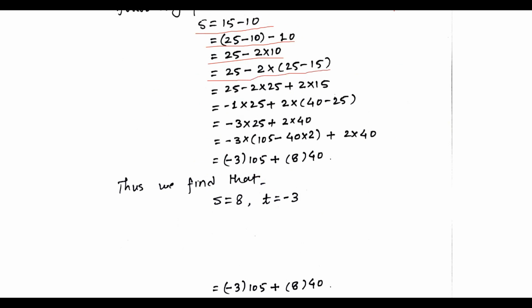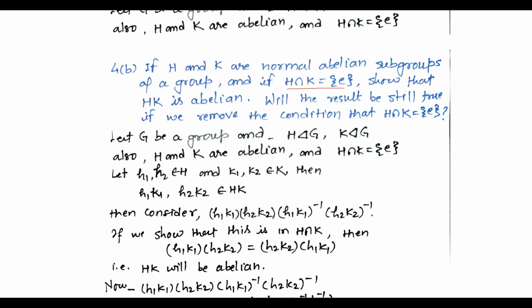Now we move on to the next question. Question number 4b. Given that H and K are normal abelian subgroups of a group G and H intersection K is equal to {e}.